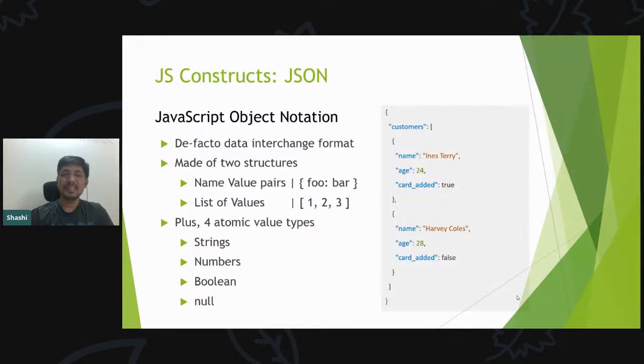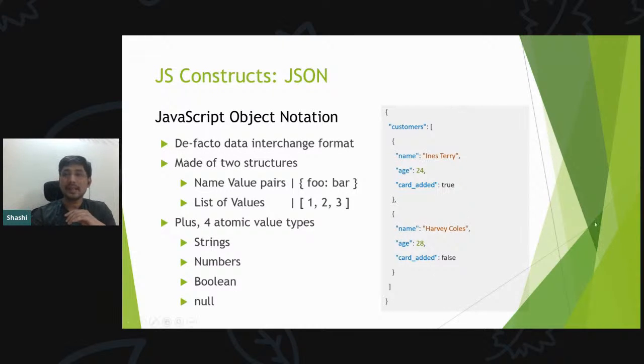There can only be these six types of things in JSON. There cannot be anything else, but you can always use these six things to represent something else. For example, there cannot be a class called customer or object of type customer in JSON.